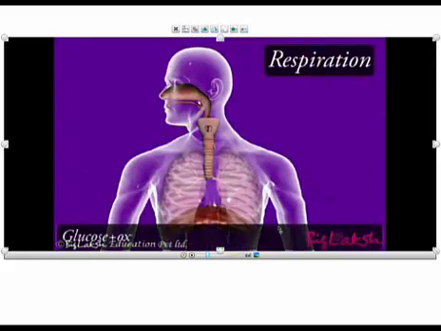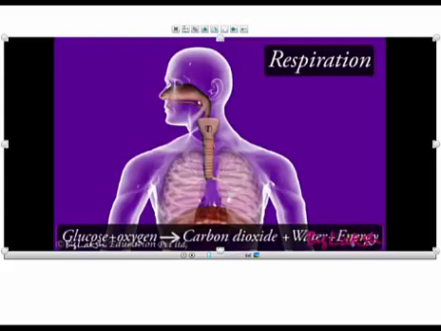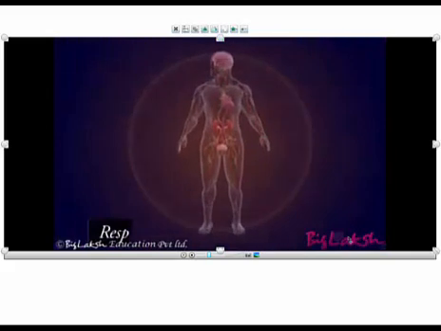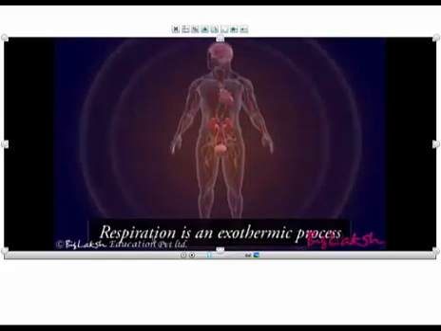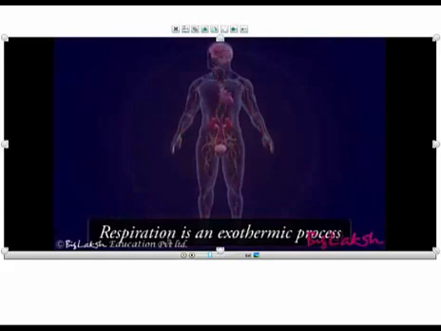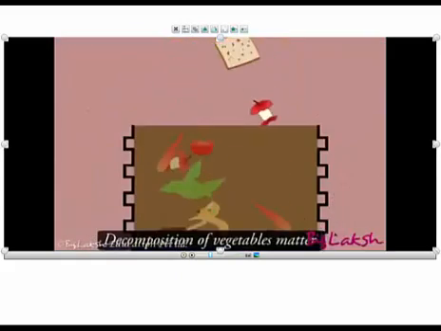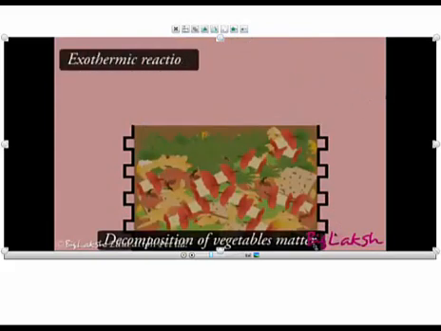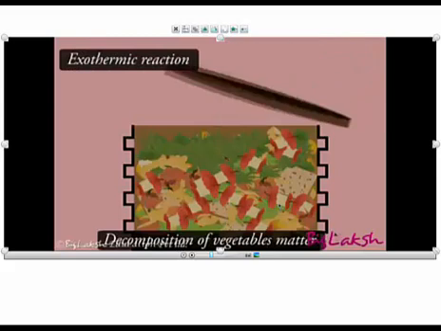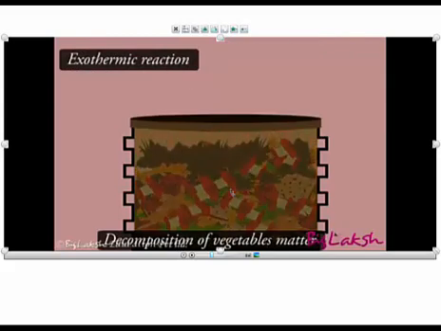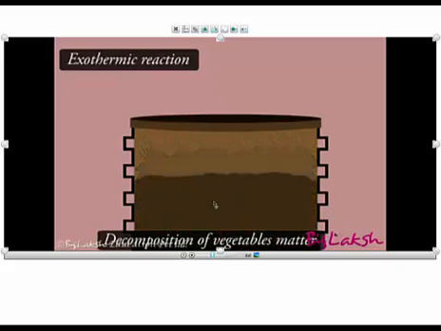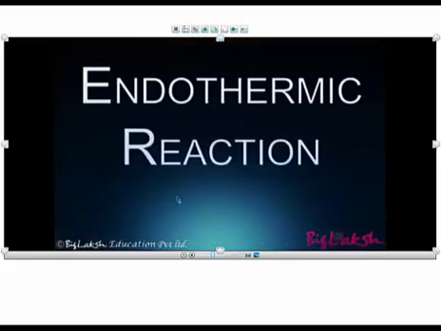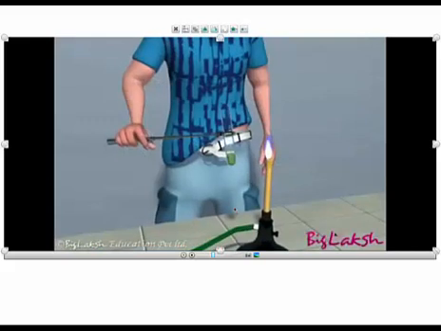Respiration, which is glucose plus oxygen giving carbon dioxide plus water, will release energy. This is also exothermic. Respiration is an exothermic process or reaction. Then the decomposition of vegetables is also exothermic. It will release energy. This energy will be released in the form of gas, which can be used in making food.